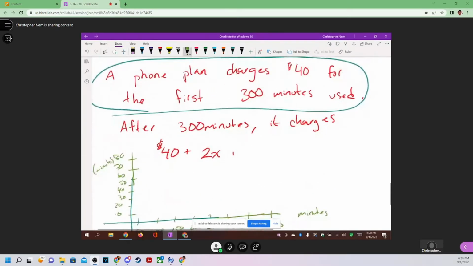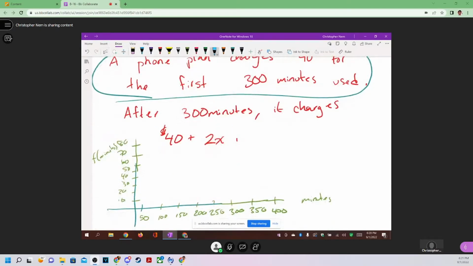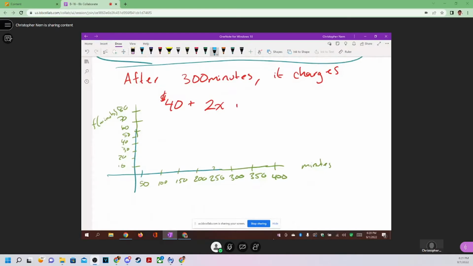So for the first 300 minutes, it is charging $40. So boom. It's going to be a constant rate, so it should be a straight horizontal line. This is the function f of x equals 40, or y equals 40. You are comfortable seeing it as a y-axis. However, I'm saying f of x. They mean the same thing, but for our notation, we're going to use f of x equals 40. So this is what your graph looks like for the first piece.